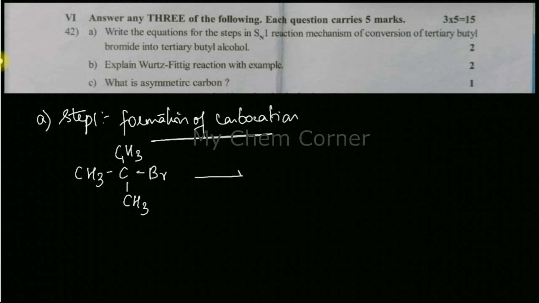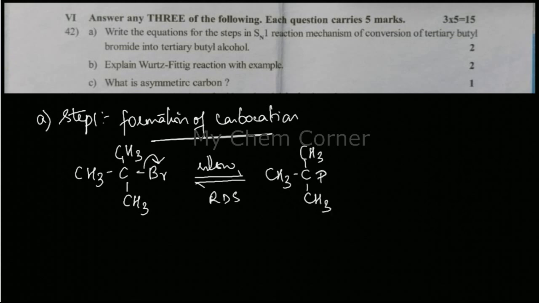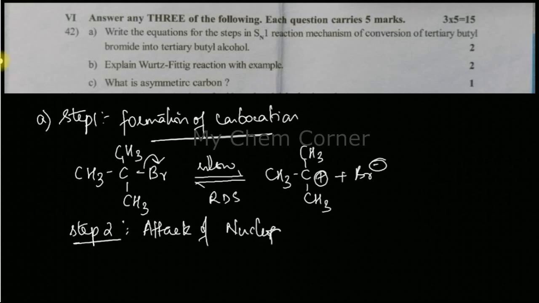For this you can write over here that it's a slow reaction and a rate determining step, and then you can show that the arrow moves towards Br, therefore forming your stable carbocation. So you form the plus charge plus Br minus. Then after this you can write step 2, which is attack of nucleophile. Take the carbocation that you have.